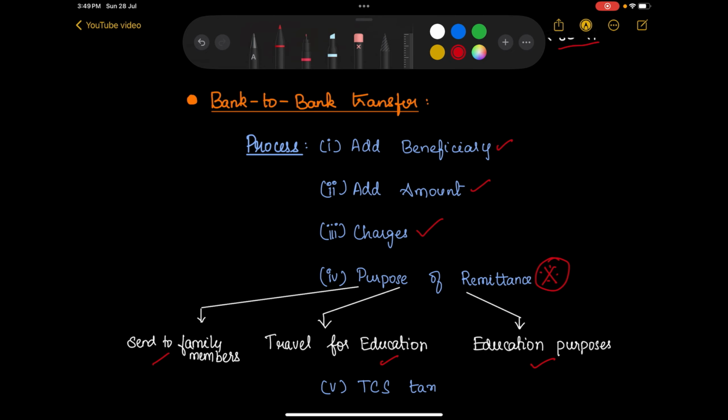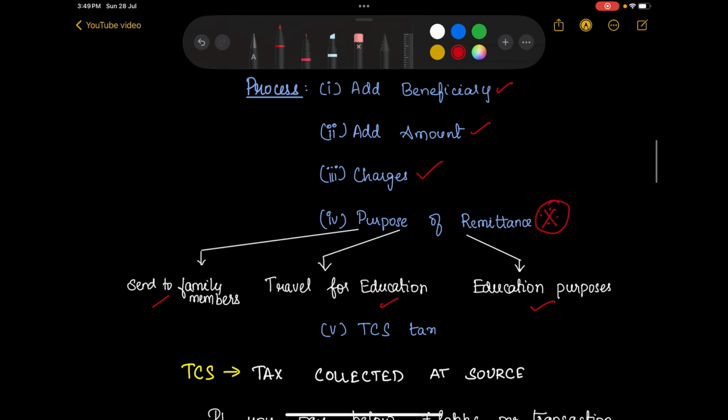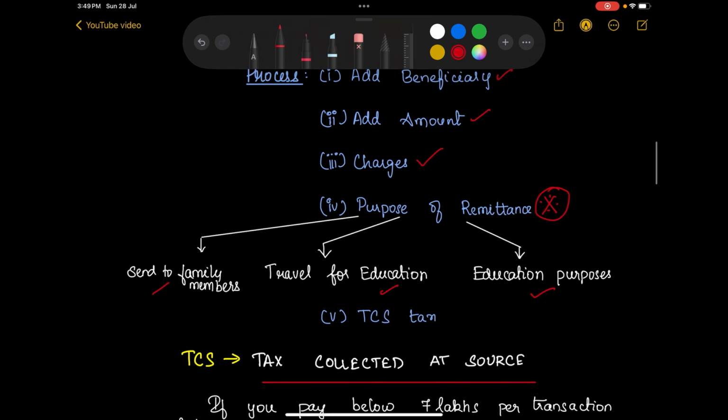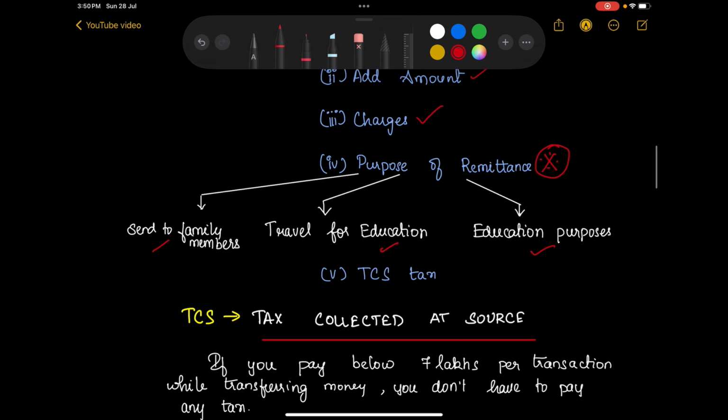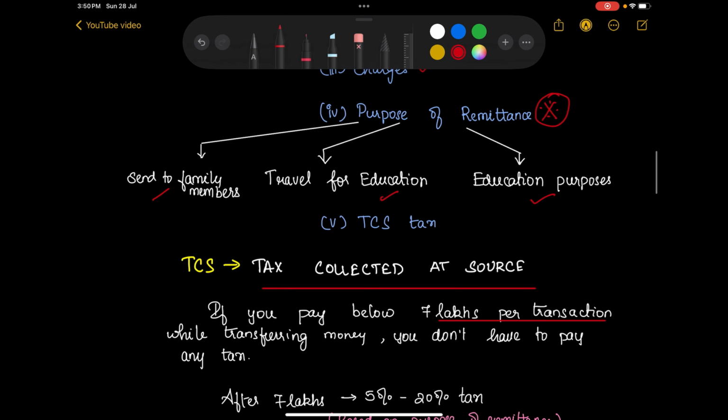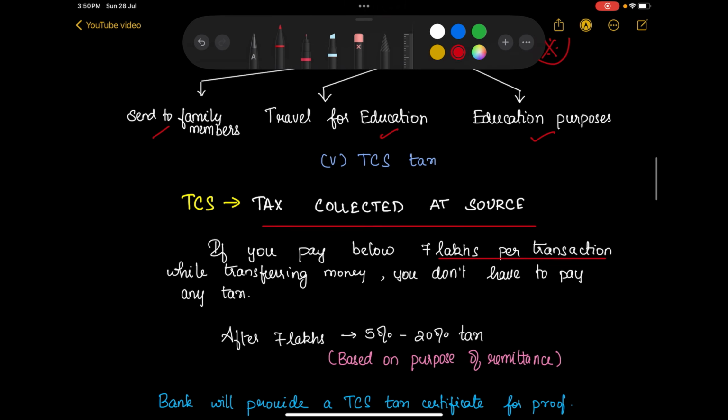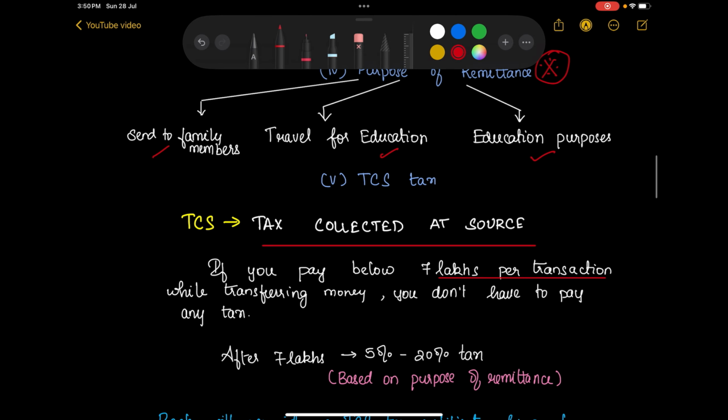Now let me explain what this TCS tax is. Tax collected at source. As the name suggests, when you're paying above 7 lakhs, a tax will be collected at source from India when you're sending it abroad. If you pay below 7 lakh per transaction while transferring money, you don't have to pay any tax, apart from other charges that the bank has. After 7 lakhs, 5% to 20% tax is applied based on the purpose of remittance.